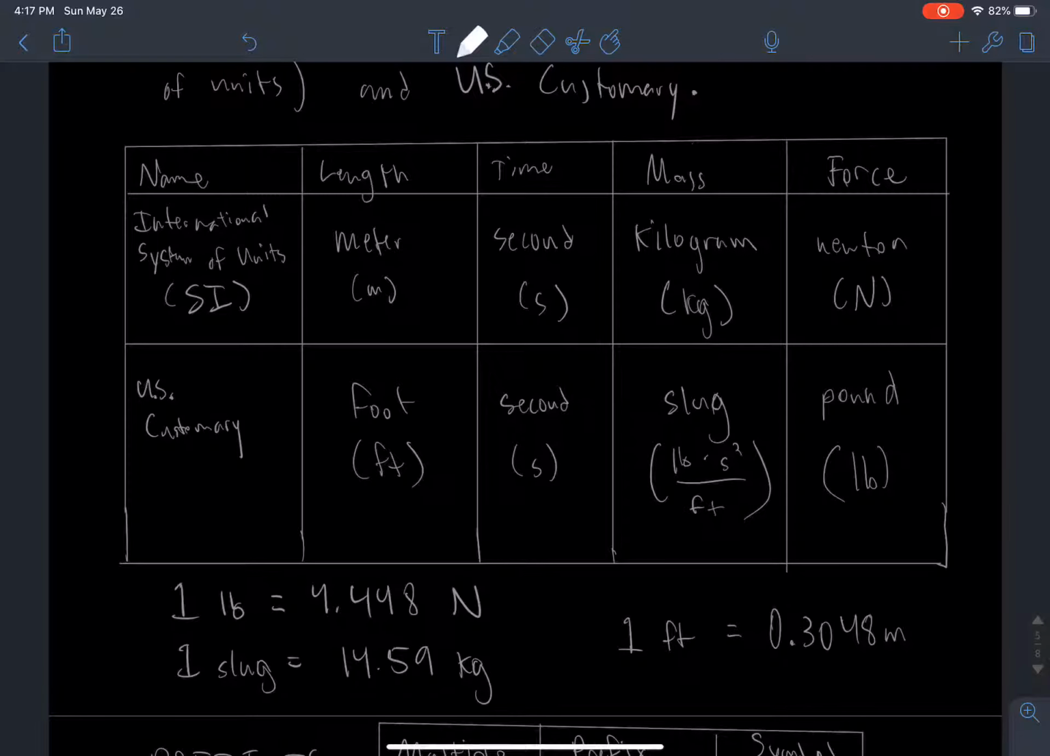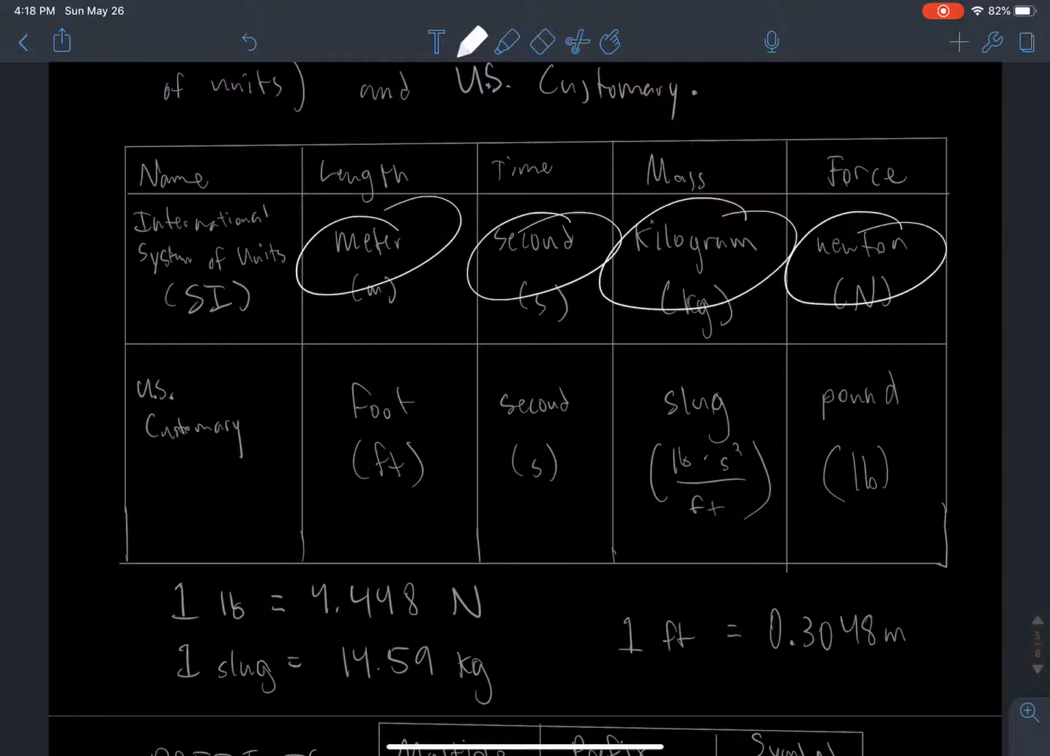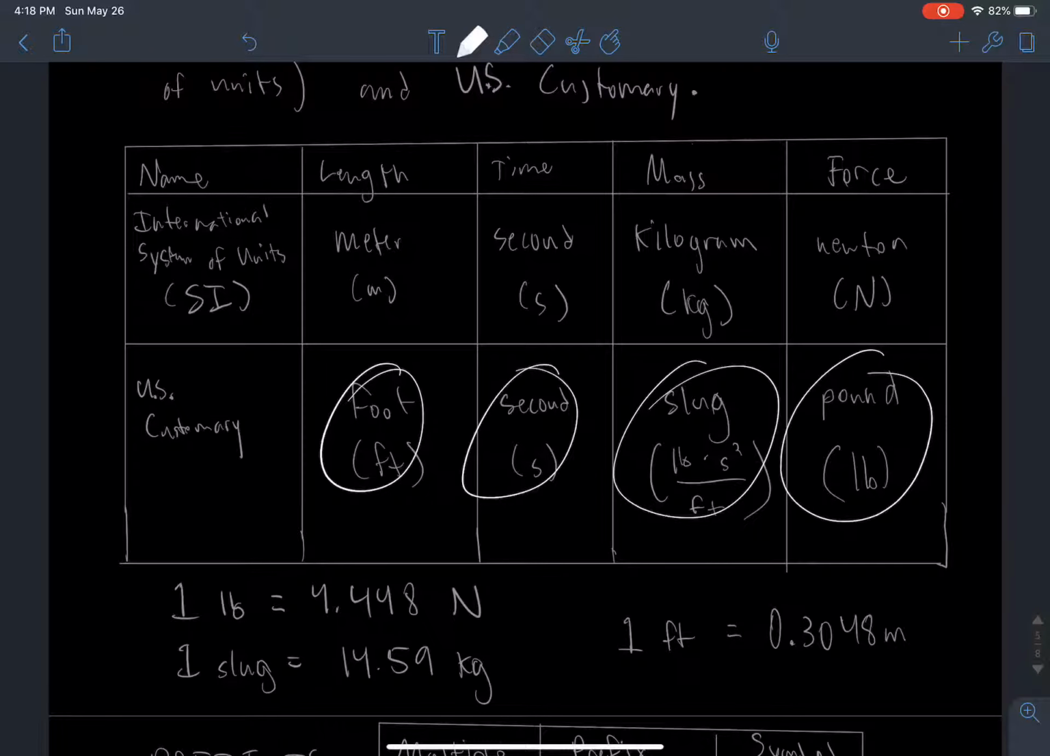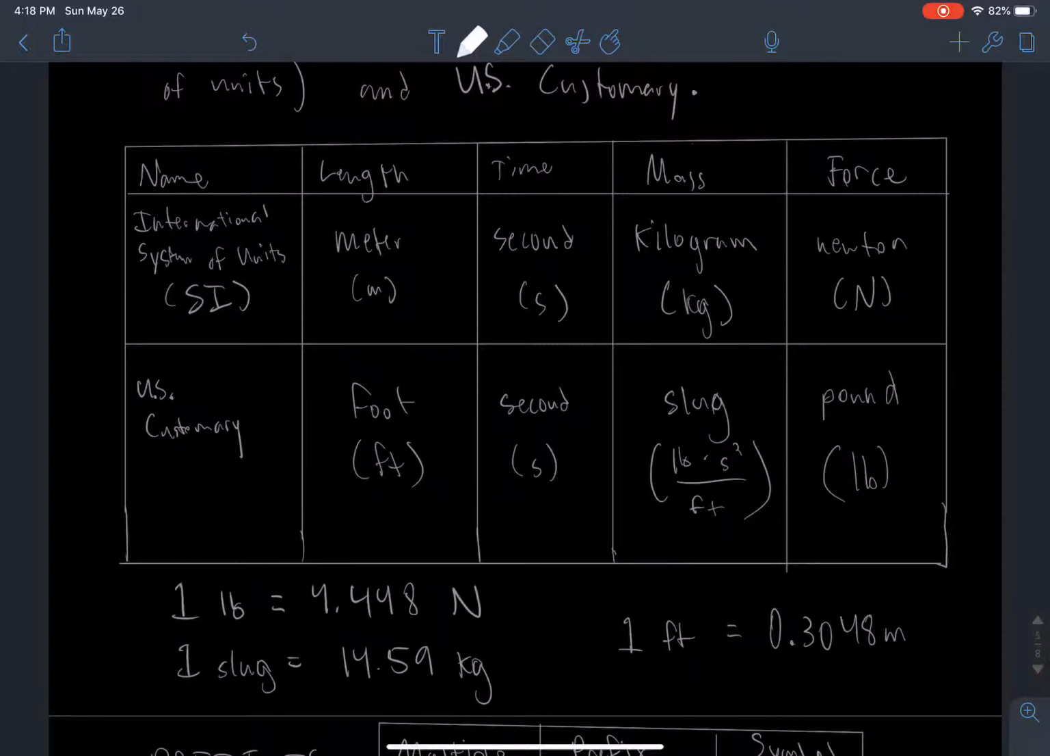The SI units are based off of the meter, the second, the kilogram, and the Newton, while the U.S. customary units are based off of the foot, the second, the slug, and the pound. And that is always true.